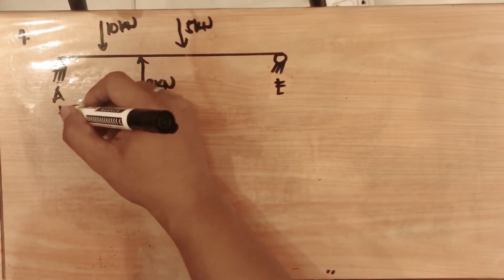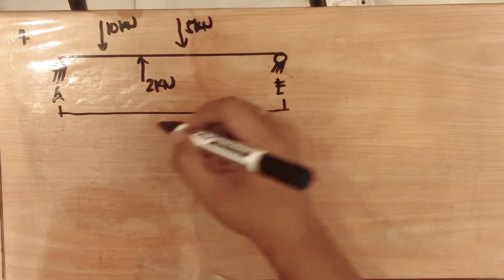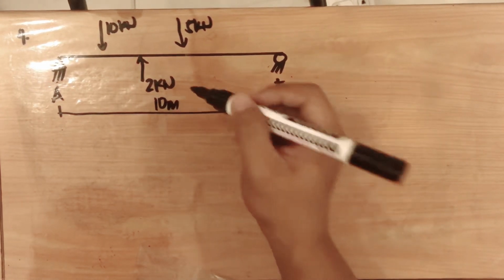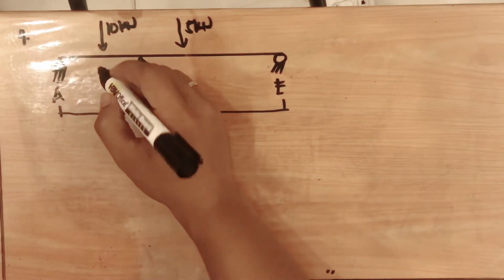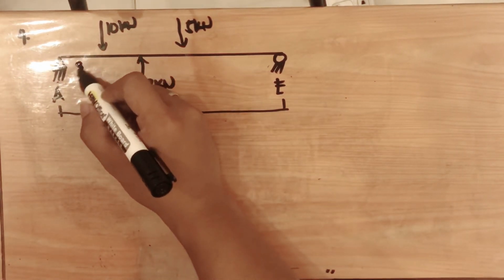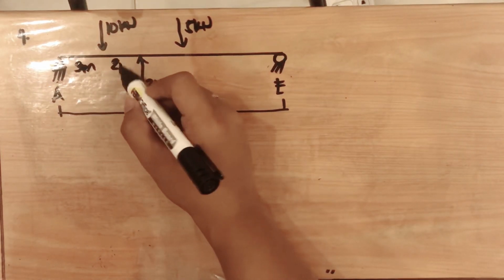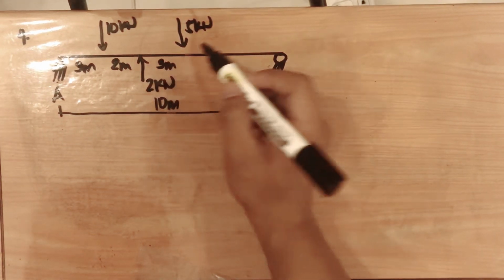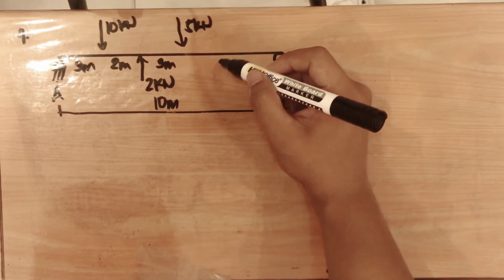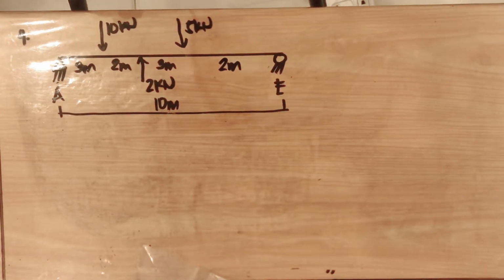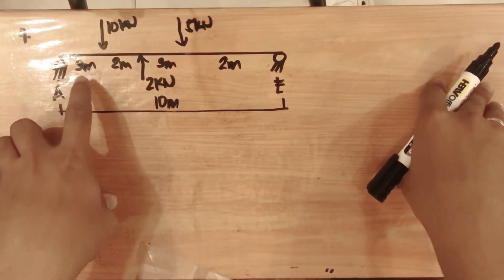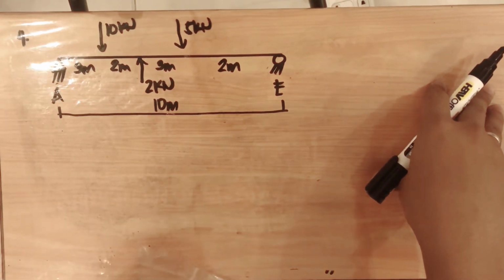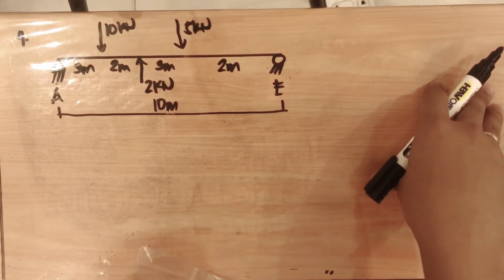Then the total distance is equivalent to 10 meters. From point A up to point B, we have 3 meters. B up to C is 2 meters. C up to D is 3 meters. And D up to E is 2 meters. So the total length of the beam shown is equivalent to 10 meters.